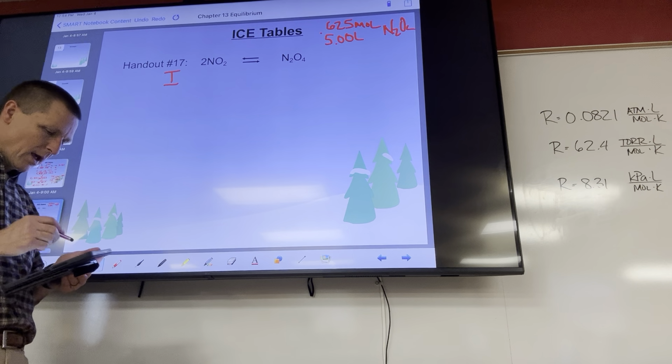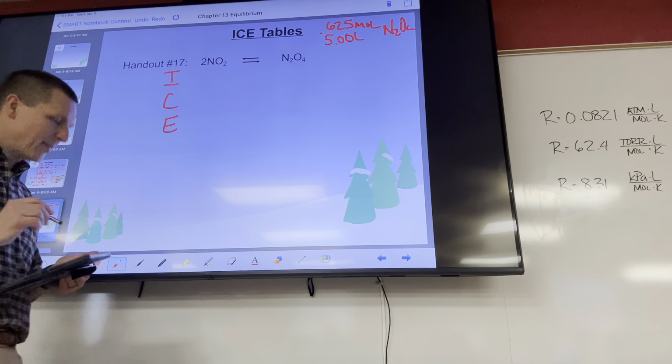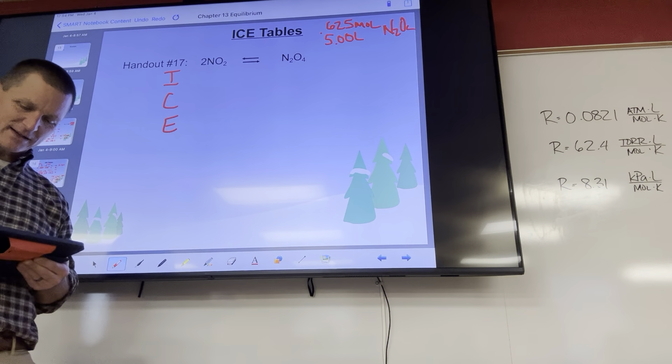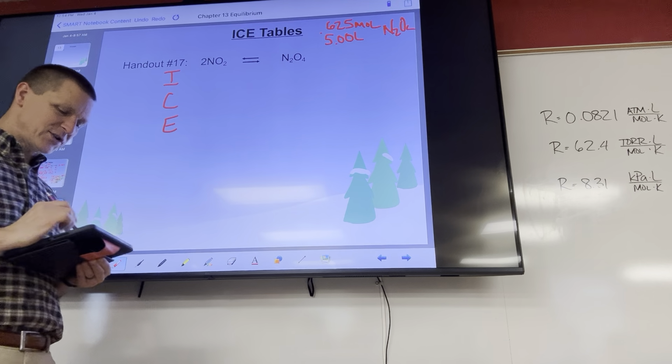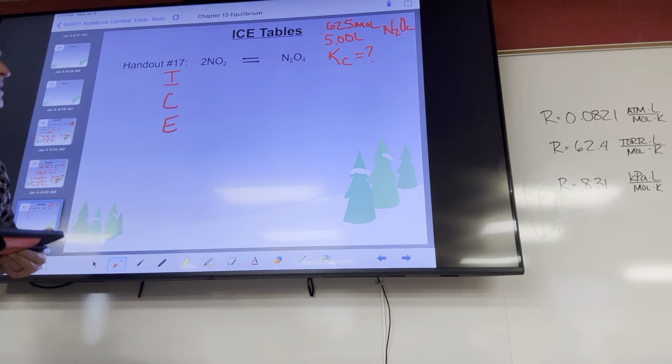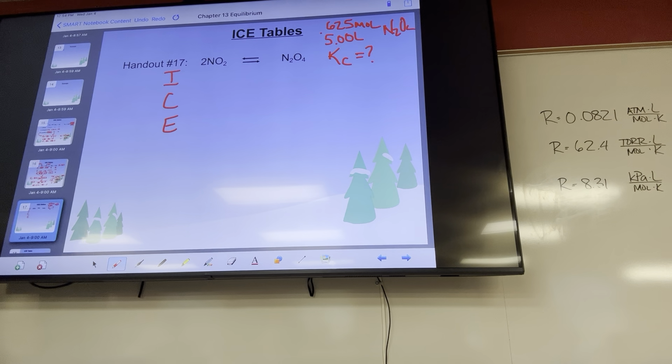Okay. So I have my ice table. My N2O4 is put into the vessel. Remember, the question is, what is KC? So we need concentrations in our ice table. Don't just put the 0.625 moles in there. It's 0.625 divided by 5 is going to give us the concentration, which is 0.125 molarity. Initially, the problem said nothing about the NO2, so that would have to be 0.